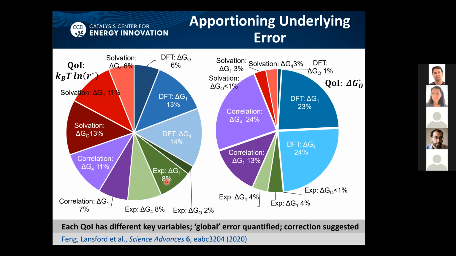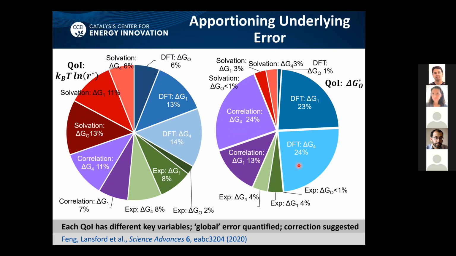What I want you to take from this slide is two things. Number one is, depending on the quantity of interest, the most important variables and parameters are different. Solvation energy, as an example, is critical if I want to predict the reaction rate. However, in predicting materials, the solvation models don't matter as much. Okay? DFT is more important in both quantities of interest. And if I focus on materials prediction, DFT and the correlations are the most important quantities that I need to understand and optimize.